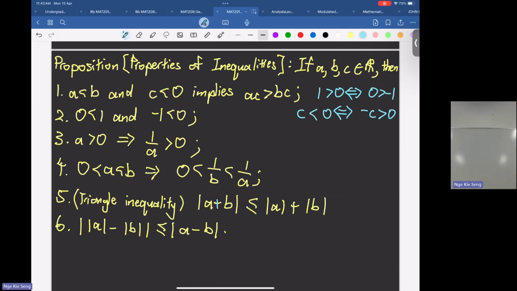Why is this called a triangle inequality? Does anyone know? Where's the triangle?